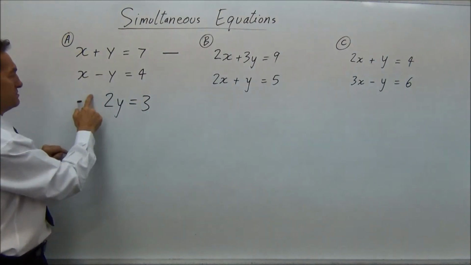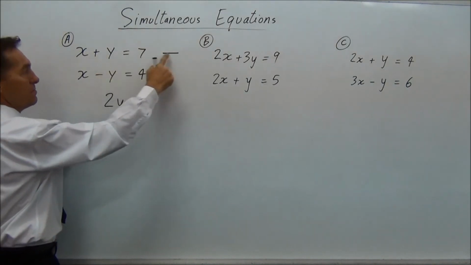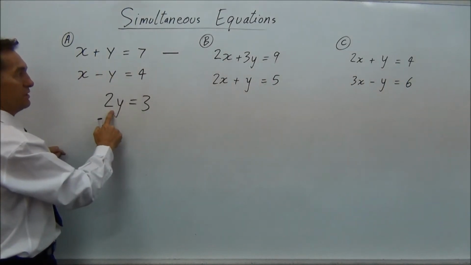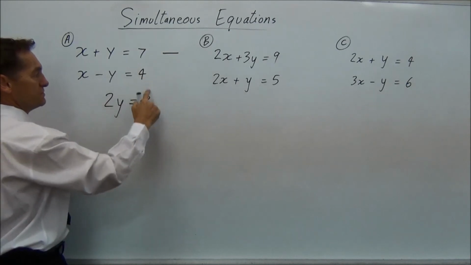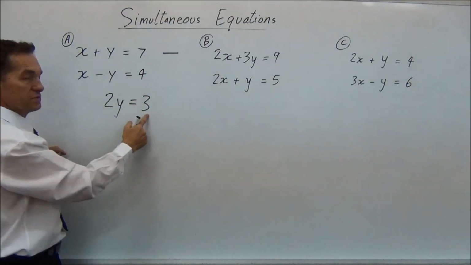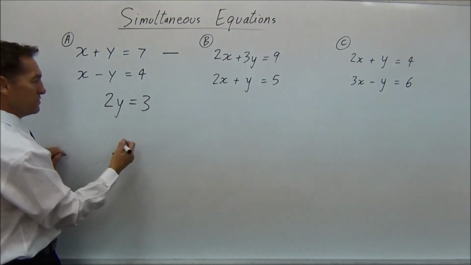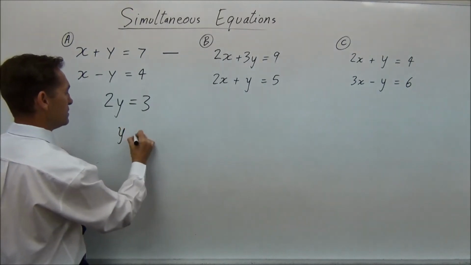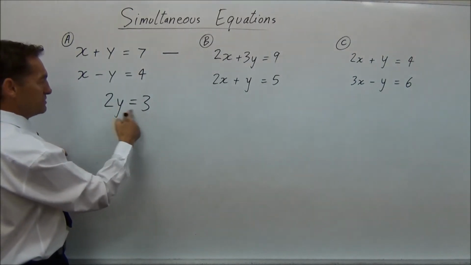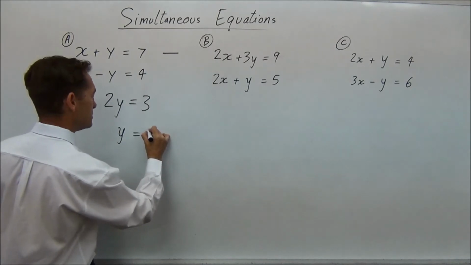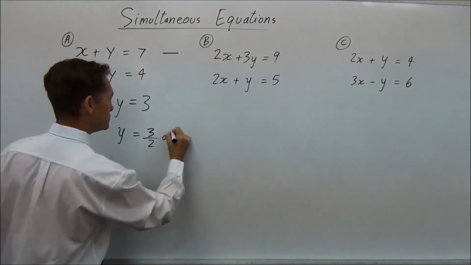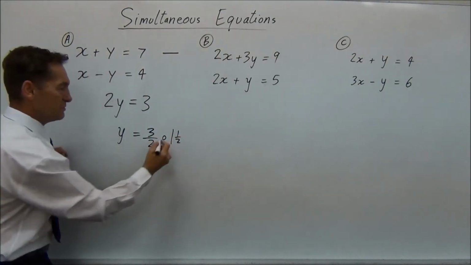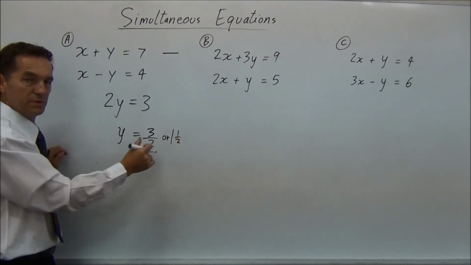So I'll just say that again. X take away x, nothing. Y minus y is 2y. 7 minus 4 is 3. So you get 2y equals 3. So then what is y? Well, we're going to get y equals, divide by 2 on both sides, y equals 3 on 2 or 1.5, whichever one you want to write.